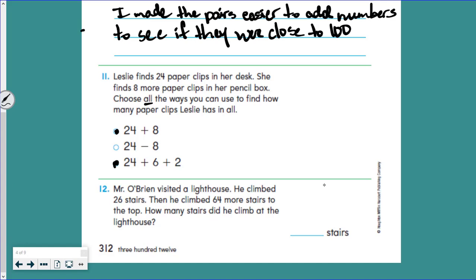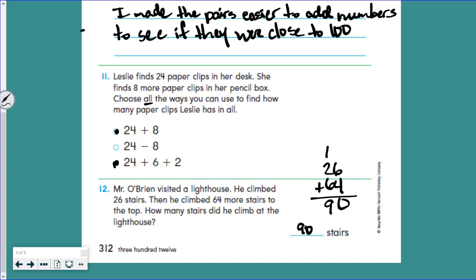All right, so hopefully you set up a problem that looked like this. He climbed 26, then he climbed 64 more. Okay, so 6 plus 4 equals 10. And then 1 plus 2 is 3. 3 tens plus 6 tens equals 9 tens, so 90. So he climbed 90 stairs.